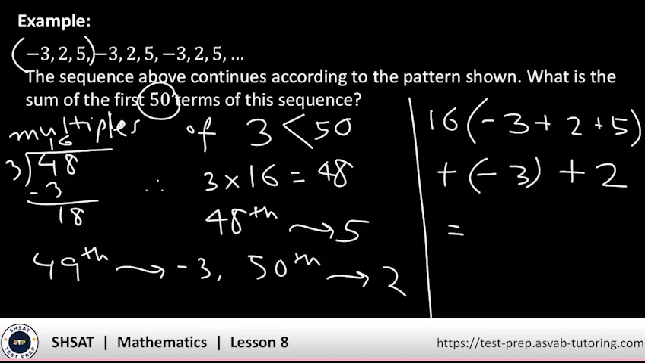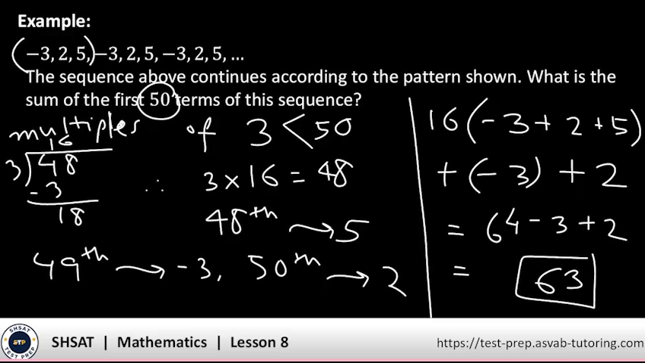Now all you have to do is add everything up. Negative 3 plus 2 is negative 1. 5 minus 1 is 4. 16 times 4 is 64. So it's 64 minus 3 plus 2. 64 plus 2 is 66. 66 minus 3 is 63. That is your final answer.